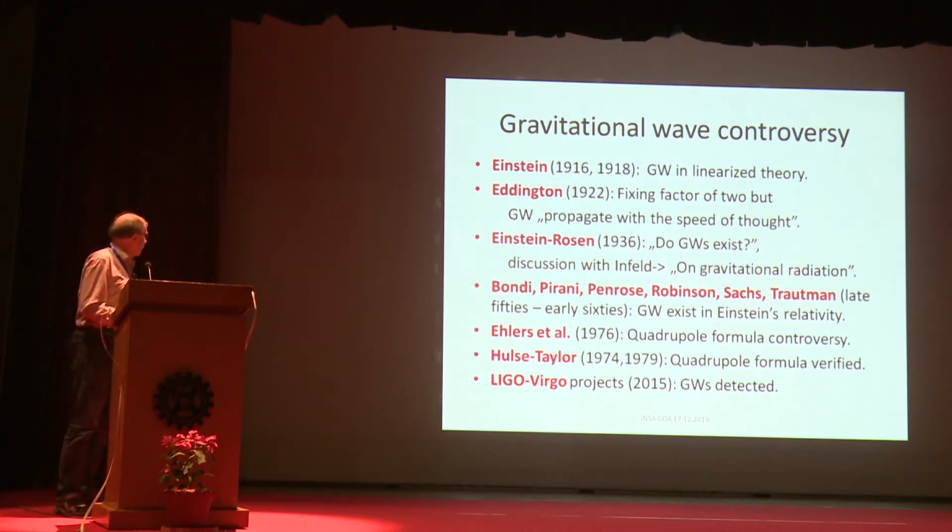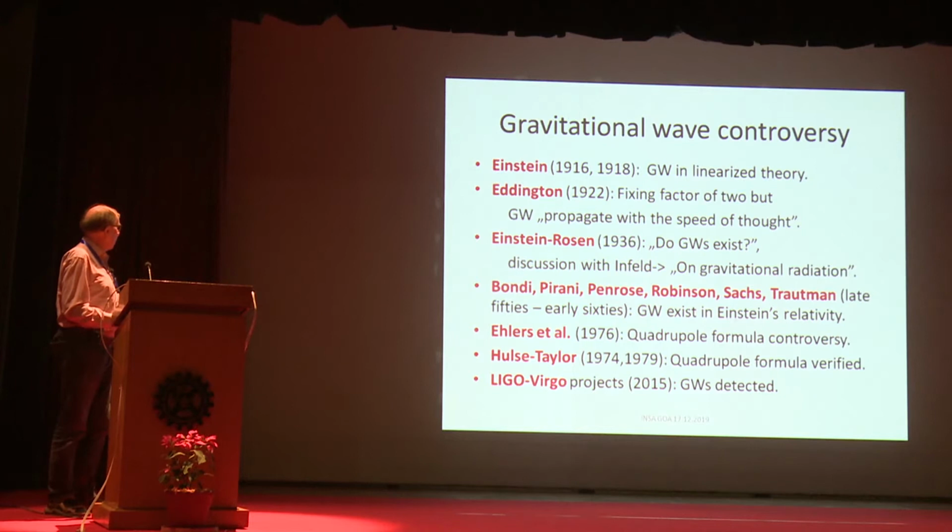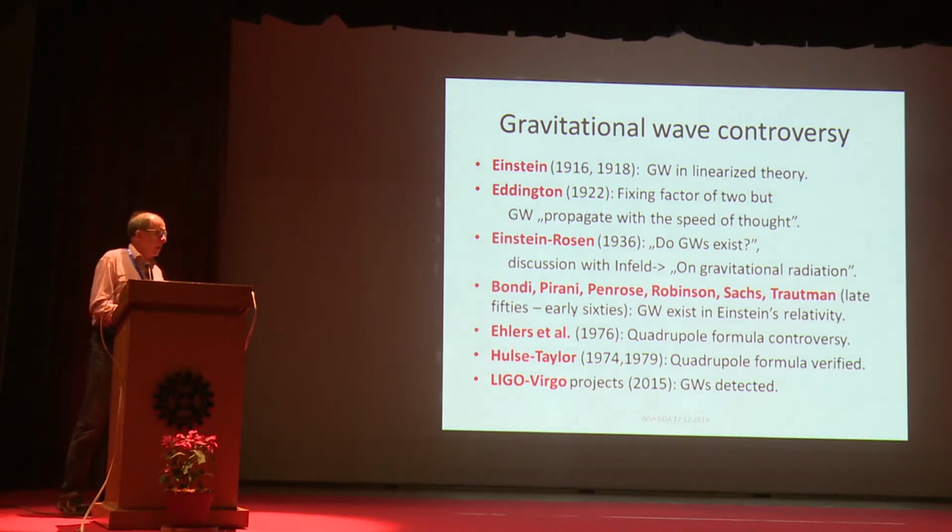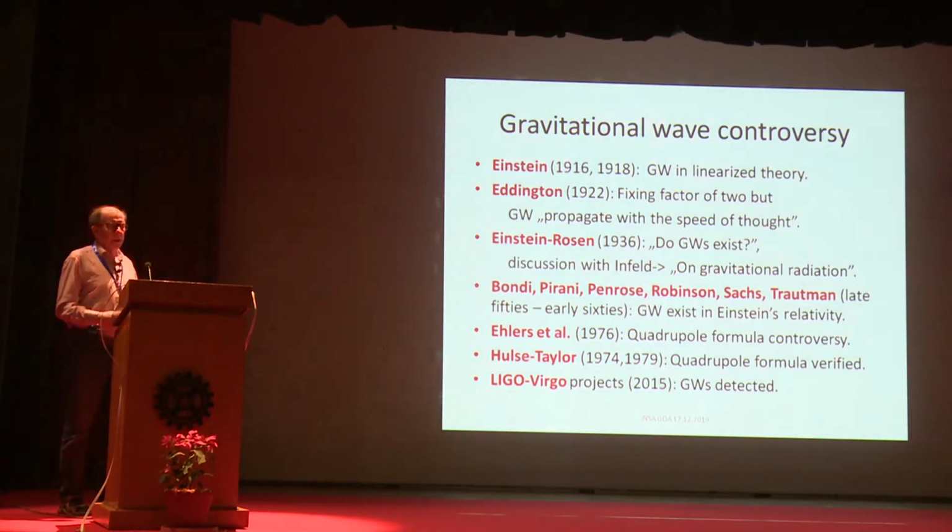Then, in the late 50s and early 60s, this group of people, Bondi, Pirani, Penrose, Robinson, Sachs, Gaussman, studying the full set of Einstein's equations, showed that gravitational waves theoretically exist in Einstein's relativity. But some controversies persisted. Namely, Ehlers and others published a paper criticizing the derivation of the quadrupole formula. For him, it was not a satisfactory mathematical derivation. It involves some expansions, some series, where there were no proofs of convergence.